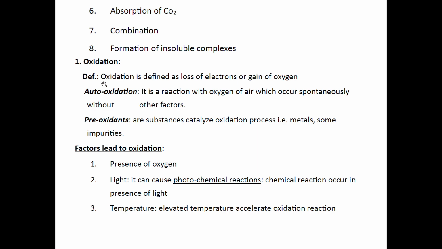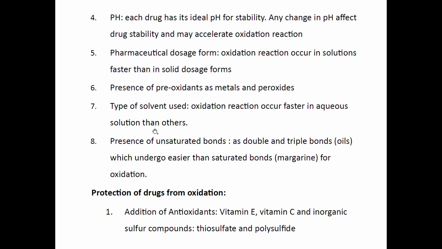Oxidation is defined as the loss of electrons or gain of oxygen. It is reaction with oxygen of air which occurs spontaneously without other factors. Pro-oxidants are substances that catalyze the oxidation process, like metals and some impurities. Factors that lead to oxidation are presence of oxygen and light. Light can cause photochemical reactions, which are chemical reactions that occur in the presence of light. Then temperature: elevated temperature accelerates oxidation reaction.